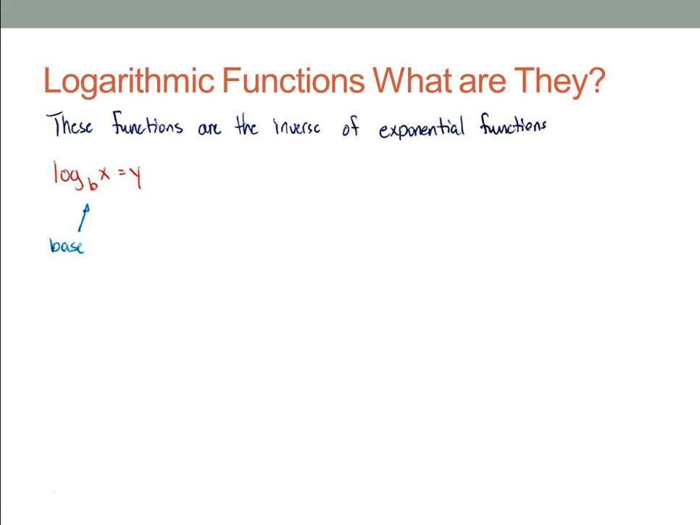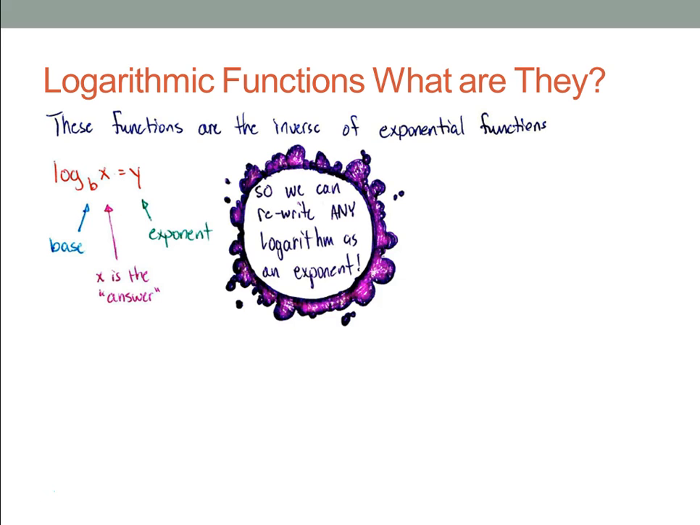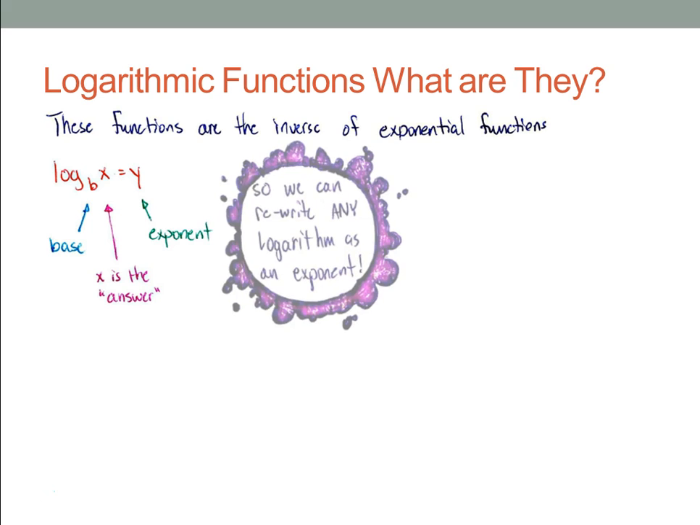It's written subscript, so below the regular text, you see x and the log are on the same line. If I was writing on lined paper, the b would be slightly below it, just how an exponent would be slightly above it. x is the answer to the exponent, and y is the exponent itself. So if I were to rewrite this, we can rewrite any logarithm as an exponent. Kaboom. What does that look like?